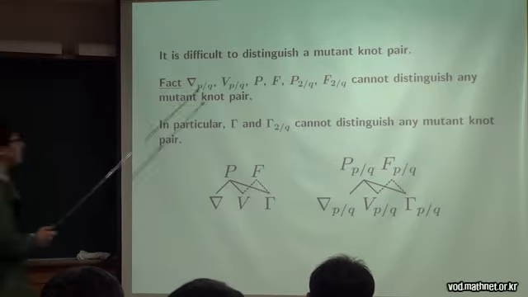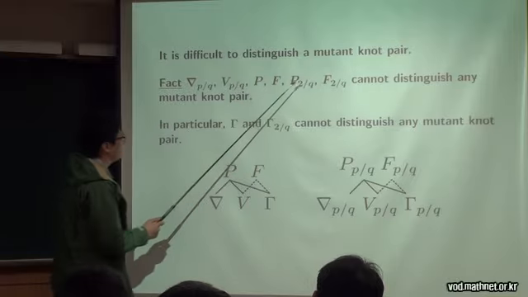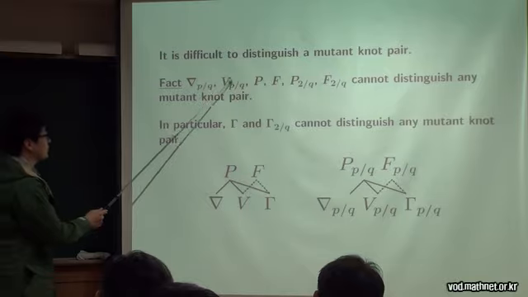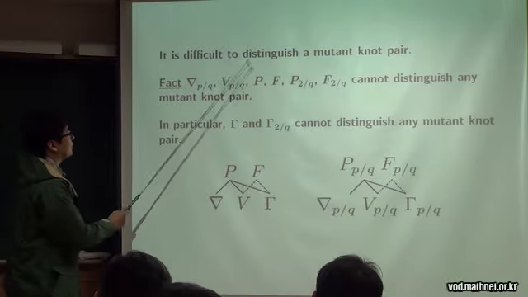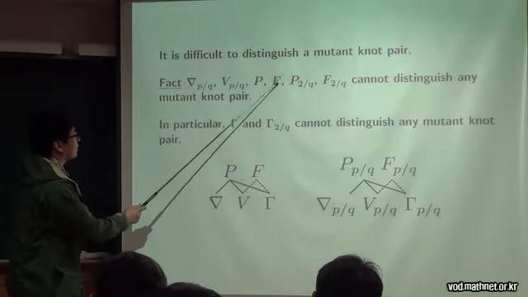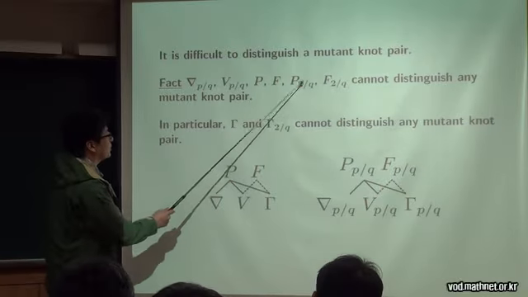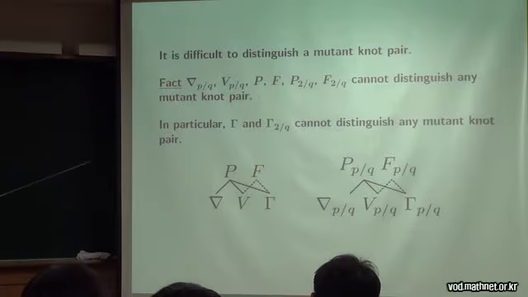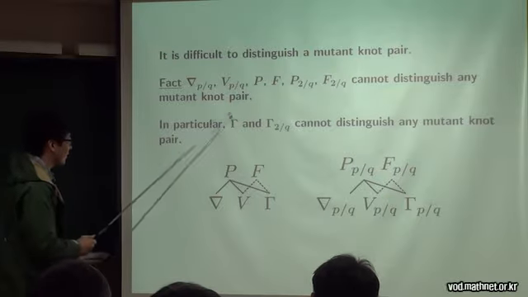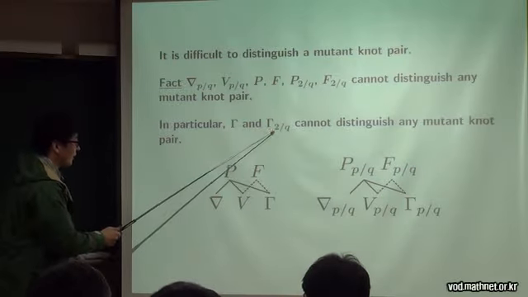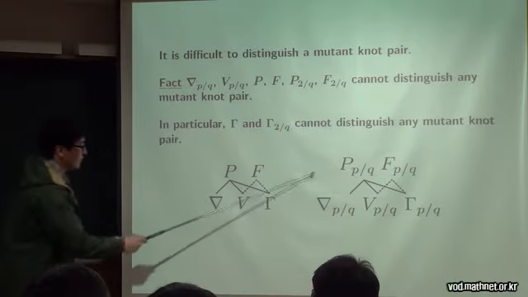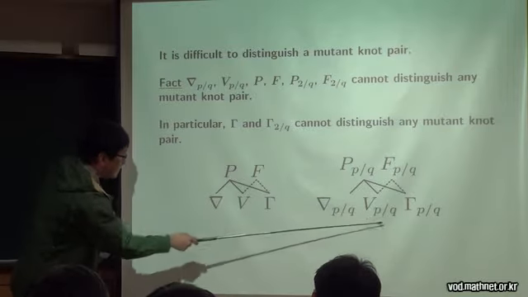And it is difficult to distinguish a mutant knot pair. For example, the PQ cable Conway polynomial, the PQ cable Jones polynomial, the original HOMFLY and Kauffman, and the 2Q cable HOMFLY and 2Q cable Kauffman polynomial cannot distinguish any mutant knot pair. Of course, gamma and 2Q cable gamma cannot distinguish any mutant knot pair, because we have this relation.